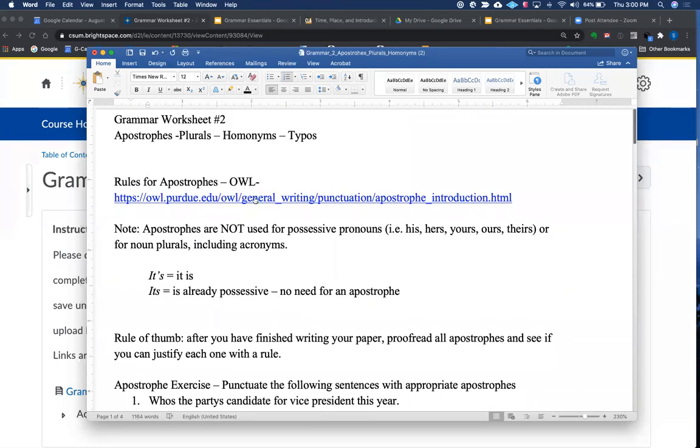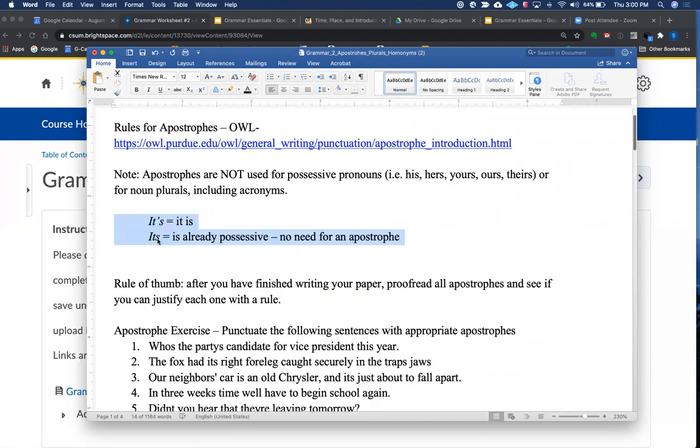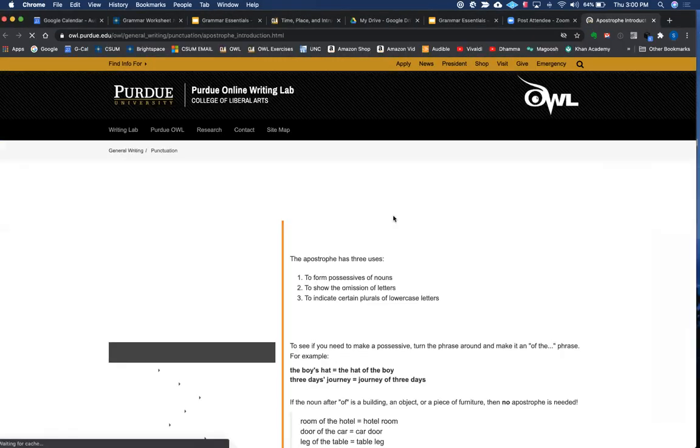So here are the rules for this upcoming section here. Apostrophes are not used for possessive pronouns. I just put out a couple of these little things here. These are two different words. It is and it's. This one down here is already possessive, so you don't need to worry about it. Whose book is this? Wait a minute. Let me do it here. This lists all the rules.